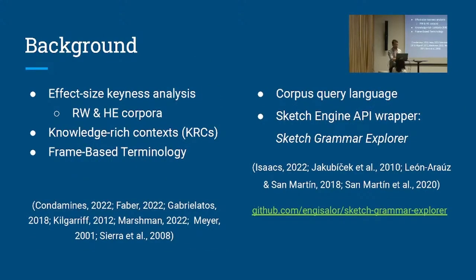So to undertake this study, we used a variety of different methodologies. First of all, it relied on an effect size keyness analysis, which is set up to compare how different terms appear in two corpora. In this case, we used the Humanitarian Encyclopedia's internal corpus, which is much smaller, but they're vetted manually, and the ReliefWeb corpus that we developed here. We then took that information and did a knowledge-rich context analysis, and generally speaking, we can say that this pipeline that we use for the Humanitarian Encyclopedia is influenced quite a lot by frame-based terminology. And then on the tools side, there's always quite a lot of software that we use to make these sorts of resources, but the queries that were made to extract the data were through corpus query language, and those were utilized through a Sketch Engine API wrapper that we've also developed.